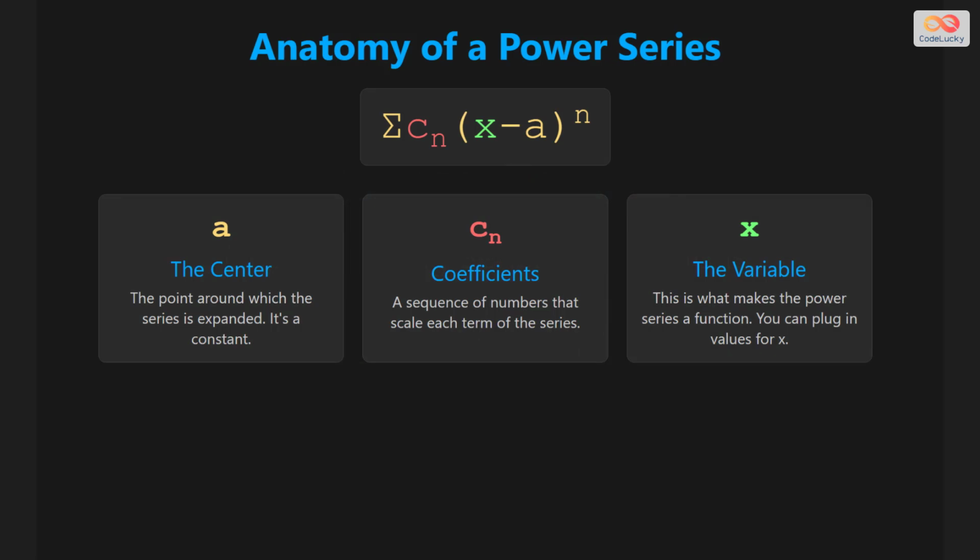Let's break down the power series formula into its three key components. First, we have a, which is called the center of the series. It's a constant value that the series is built around. Next are the coefficients, c sub n, which are a sequence of numbers that determine the weight of each term. Finally, there's x, the variable. It's the presence of this variable that turns the series into a function.